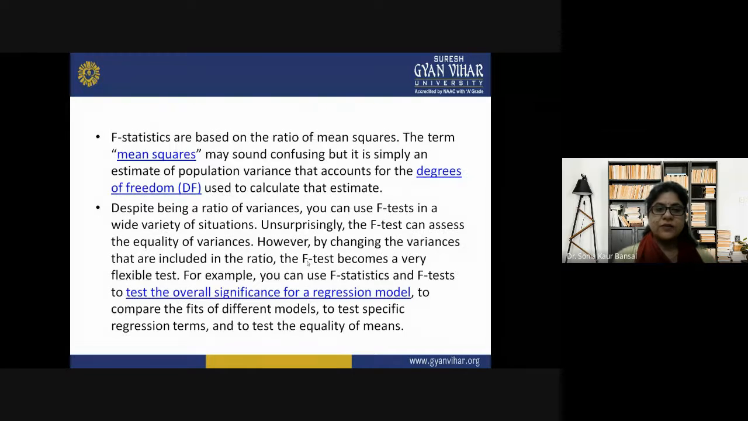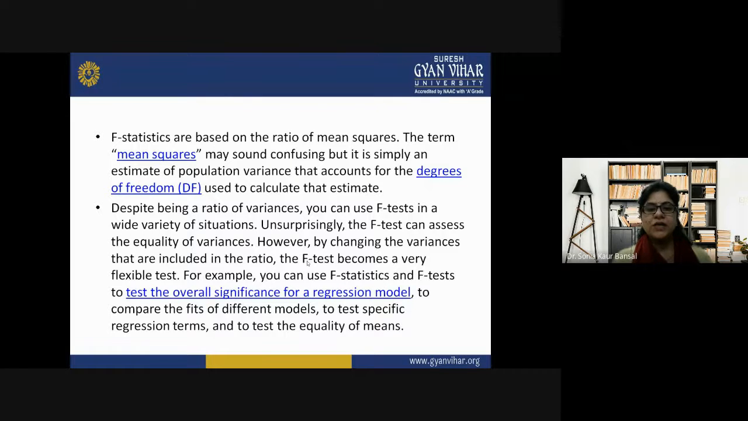Now, let's understand further. F-statistics are based on the ratio of mean squares, whatever mean squares we have achieved in our data collection. The term mean squares may sound confusing to you, students, but it is simply an estimate of population variance that accounts for the degrees of freedom, that is DF, used to calculate that estimate. Despite being a ratio of variances, you can use the F-test in a wide variety of situations.